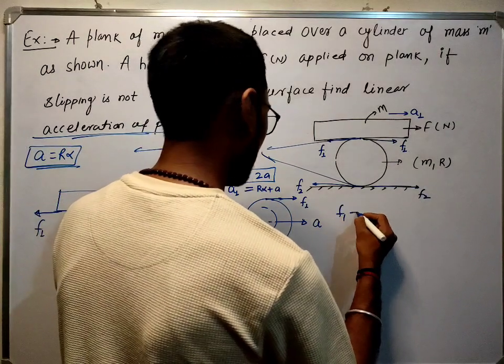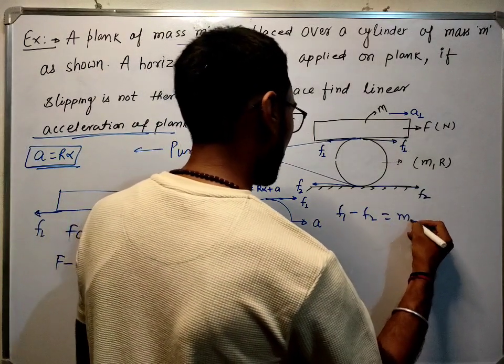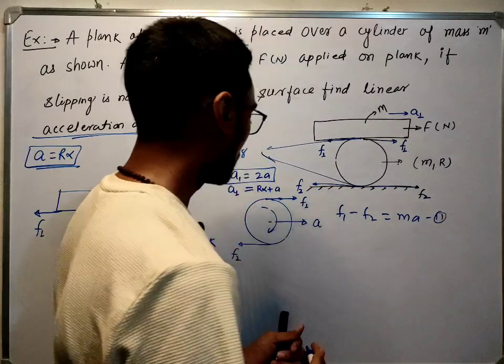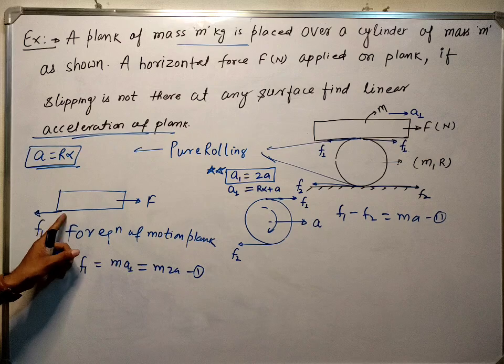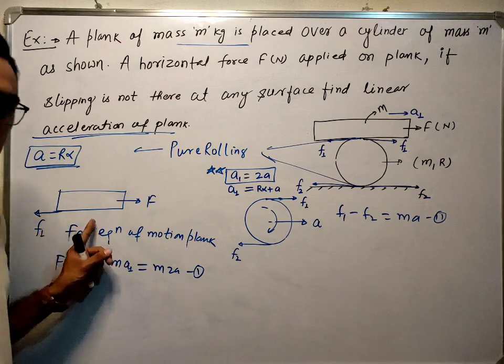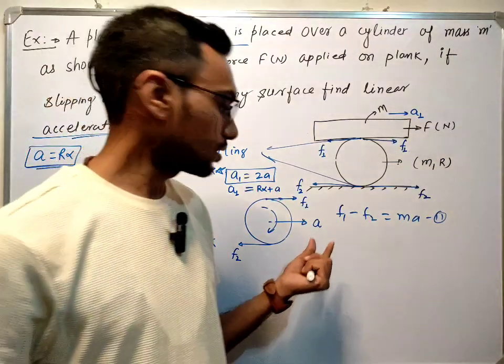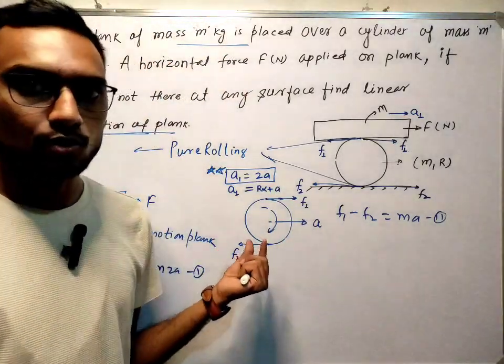We can write F1 minus F2 equals ma. This is equation number 2, and we have to write one more equation. So this is the platform performing only translational motion, but the cylinder is performing translational as well as rotational motion.